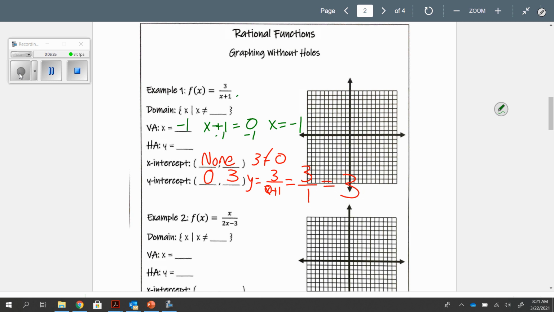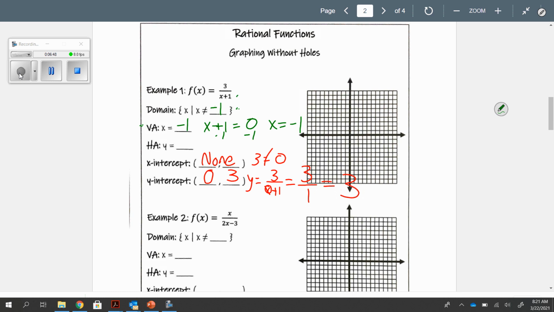What did we just do to find the vertical asymptote? We set the denominator equal to 0. The reason I'm saying this is because the number for the domain right here is the same number as the vertical asymptote, because we did the same thing for both. Okay, so the domain is x is everything except negative 1.